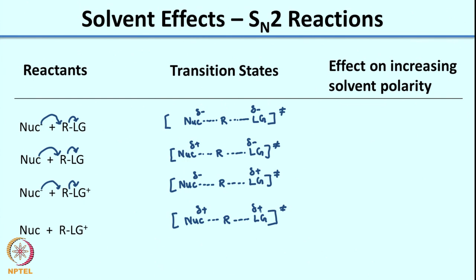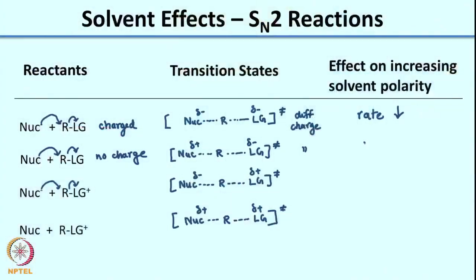case. You are starting with charged reactants, right? One of the reactants is charged, transition state, diffuse charge, so less stabilized, so rate decreases. In the first case, reactants, no charge, transition state, diffuse charge, so reactant will not be stabilized much, but your transition state will be stabilized relatively more. So the rate will increase slightly.